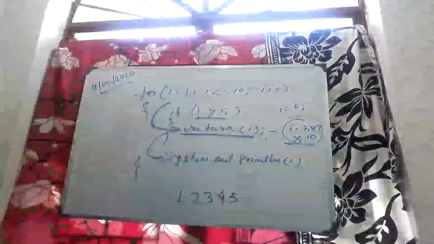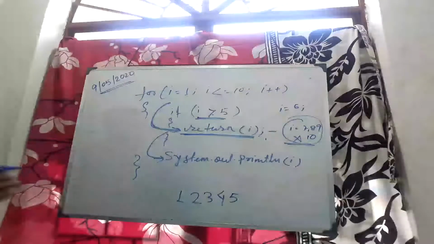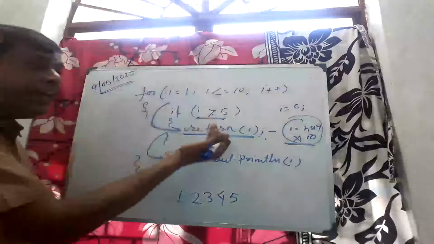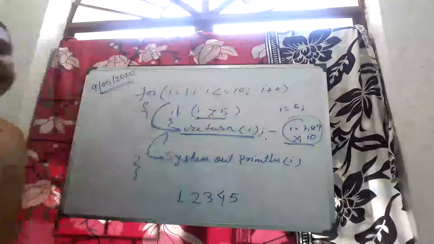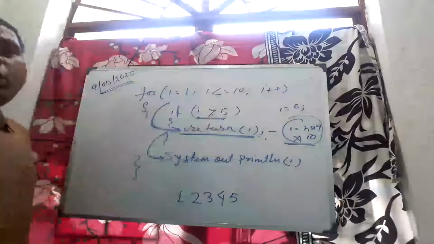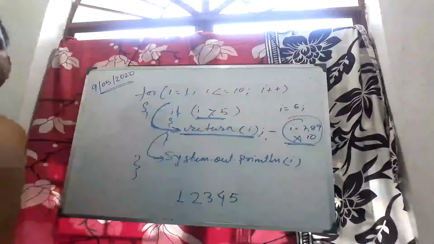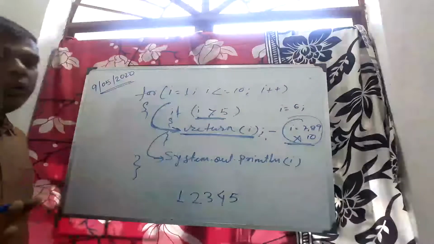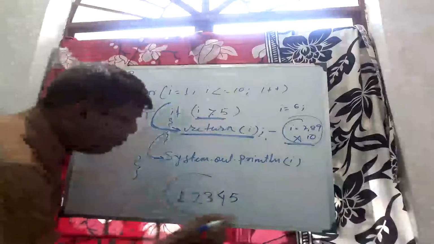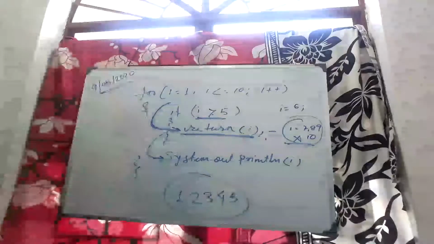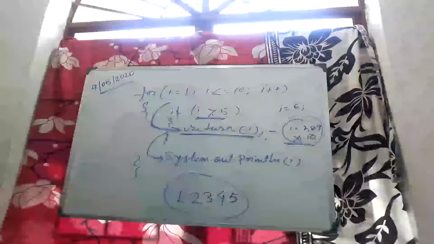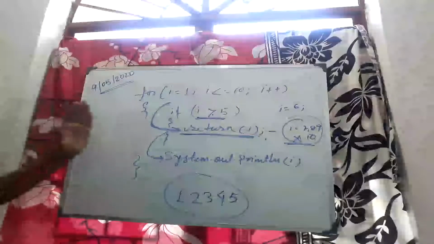And once it is terminated, the method will be terminated there only, and the control will not go to the method again for any reason. That means the next part of the loop will not get executed. The loop will be terminated there only. That means your output will be 1, 2, 3, 4, 5. The output will not show anything after that. Clear? So this is one of the important features.